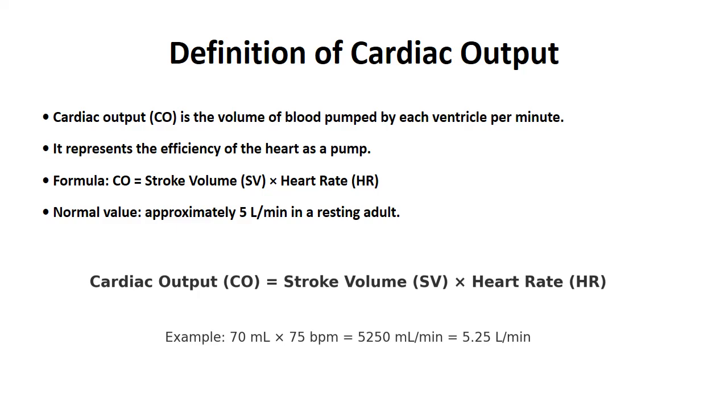Cardiac output refers to the volume of blood pumped by each ventricle per minute. It's calculated using the formula cardiac output equals stroke volume multiplied by heart rate. In a resting adult, the normal cardiac output is about 5 liters per minute, showing how efficiently the heart works as a pump.